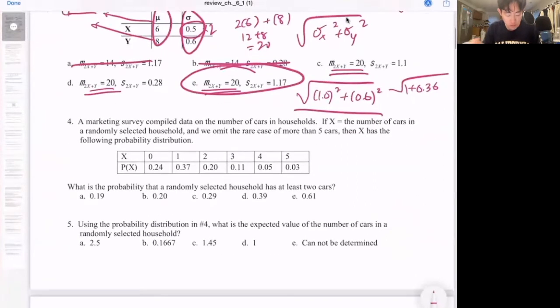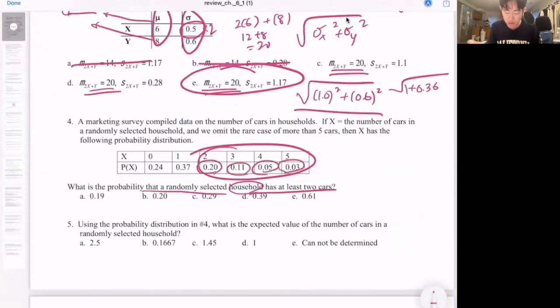Number 4, we have a marketing survey. I believe we did this question. What is the probability that a randomly selected household has at least 2 cars? At least 2 cars means 2 or more, so you just have to add all of those probabilities up. That would give me 0.39 as my final answer.